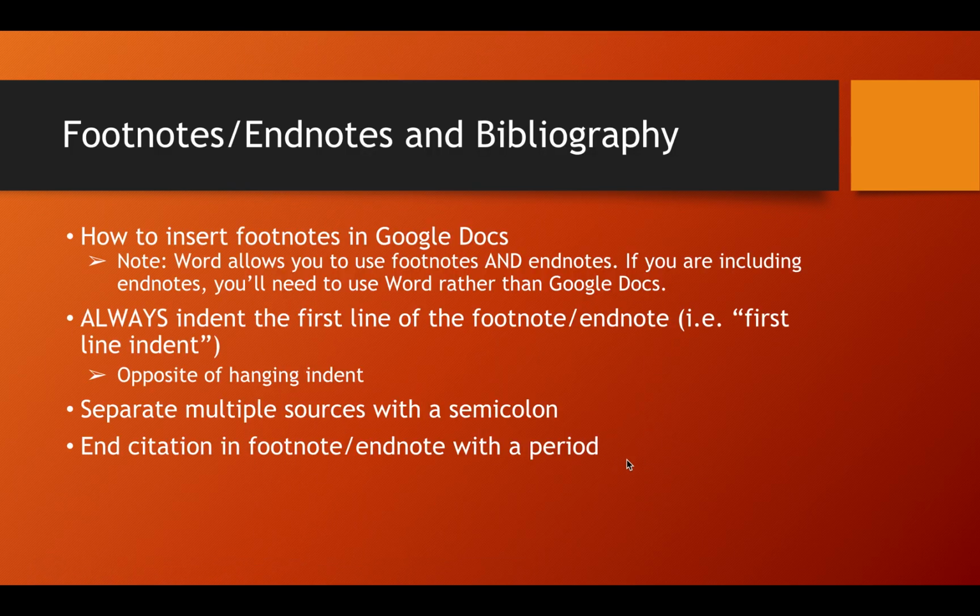So separate multiple sources with a semicolon. If you're going to include multiple sources for one footnote, for instance, you just use a semicolon to denote that. And then end a citation in a footnote or an endnote with a period. And that's pretty much the same with MLA or APA.